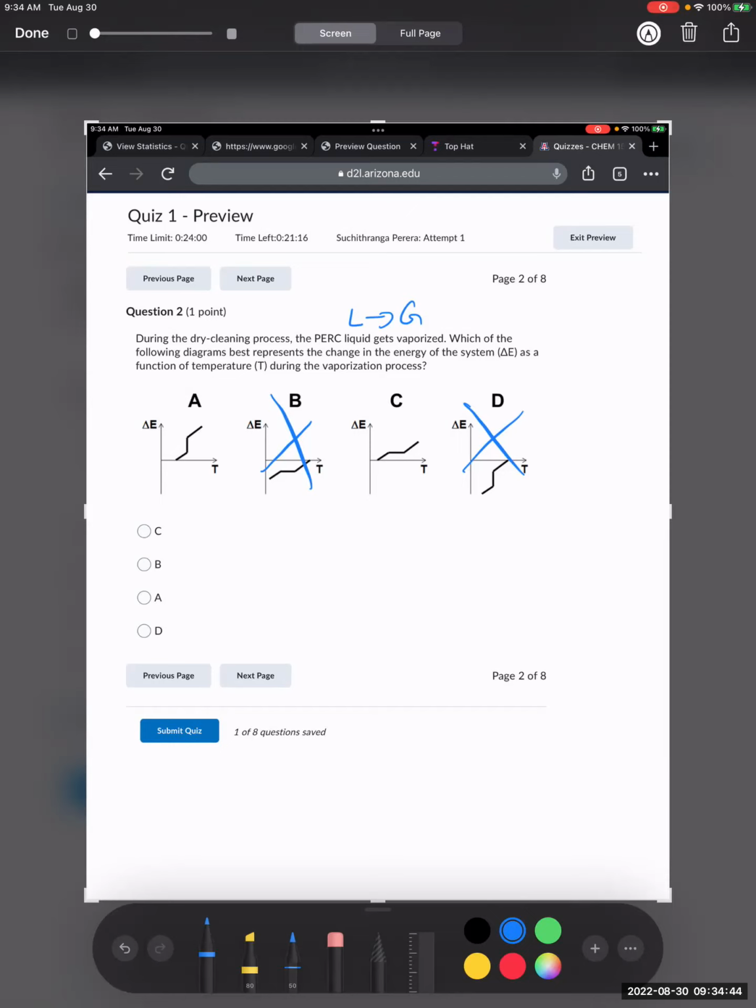And between A and C, without thinking too much, we can see that in C we have this horizontal region, meaning the temperature increases but the energy does not change. That's what it tells us. But this can never happen. If the temperature changes, energy has to change because the kinetic energy changes with temperature. Therefore, option C is out. Therefore, our correct answer must be option A.